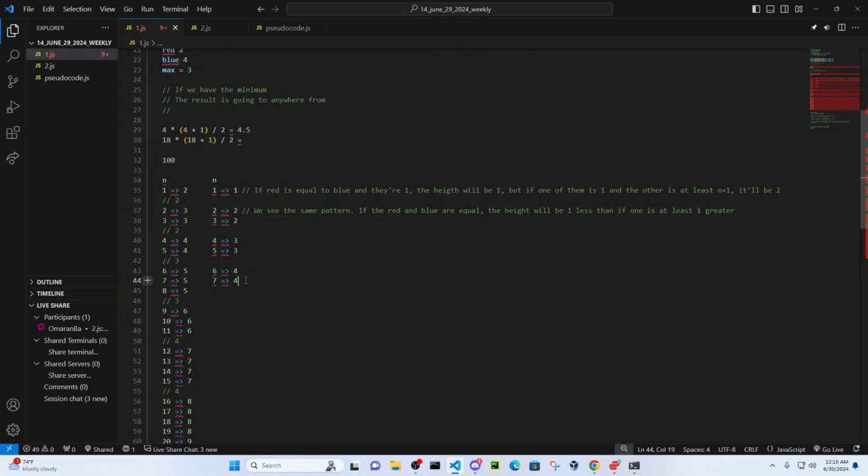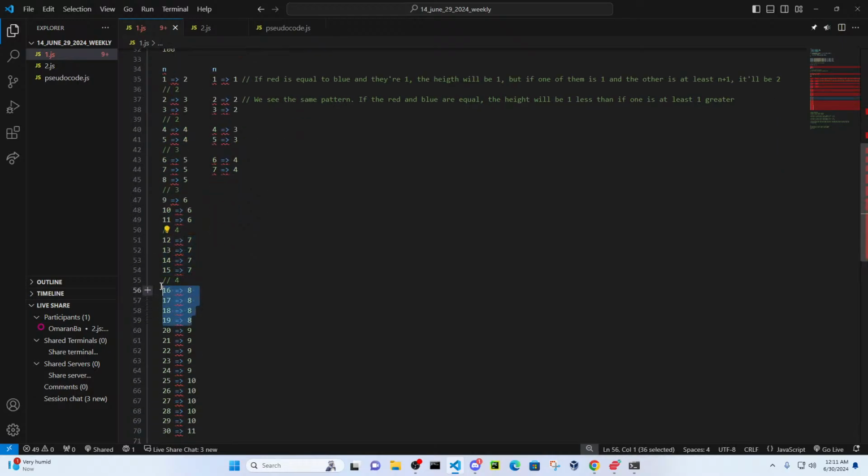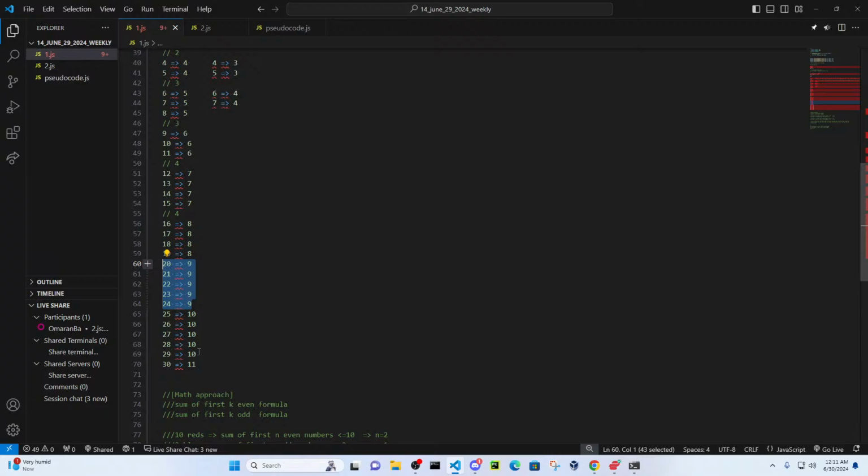So you could see on this side, if we're looking at n being our minimum and the other one being 100, the max, which is our constraint, we're looking at 2, 3, and 3. If it's 4, it's going to be 4. If it's 5, it's going to be 4. If it's 6, 7, or 8, it's going to be 5. If it's 9, 10, or 11, it's going to be 6. And you can see here's a pattern of 2, 2, 3, 3, 4, 4, 5, 5.